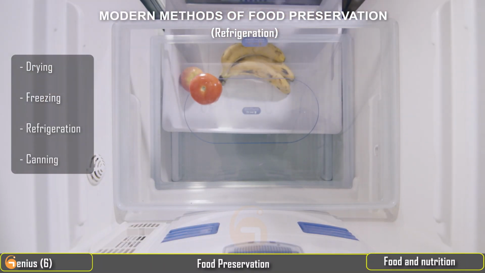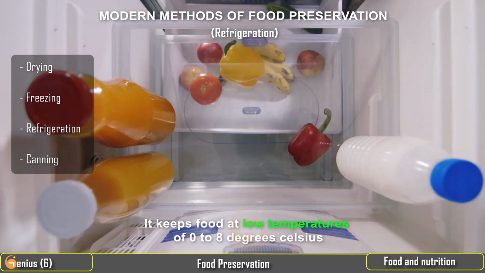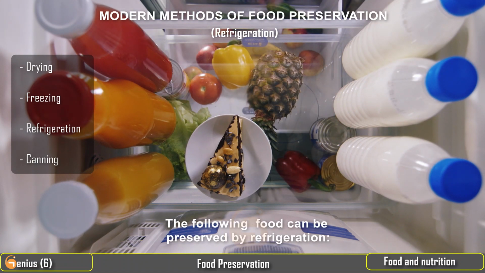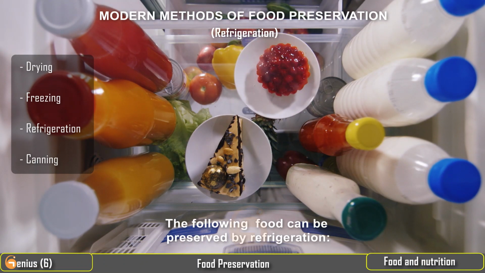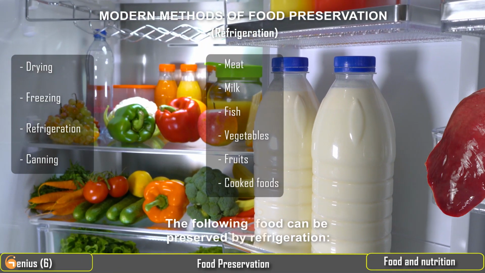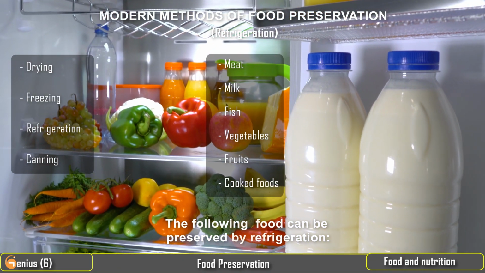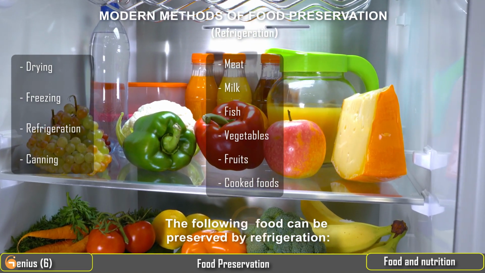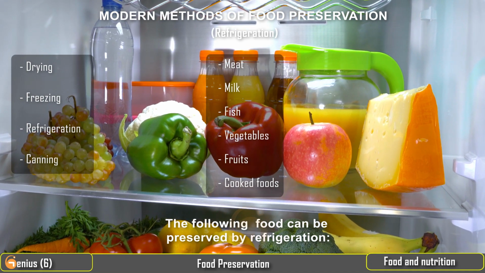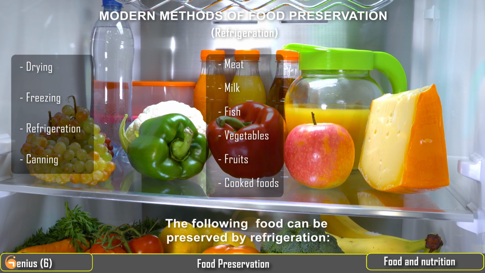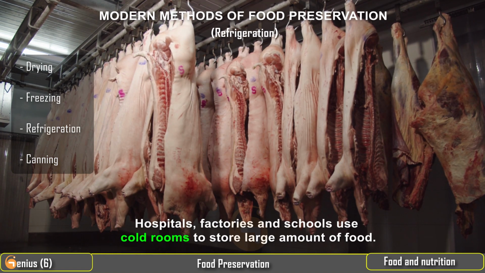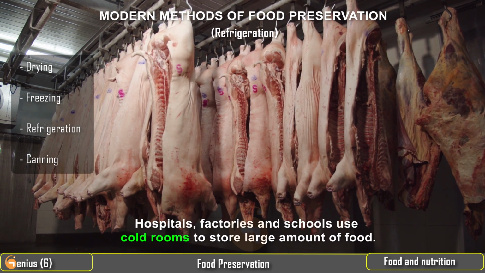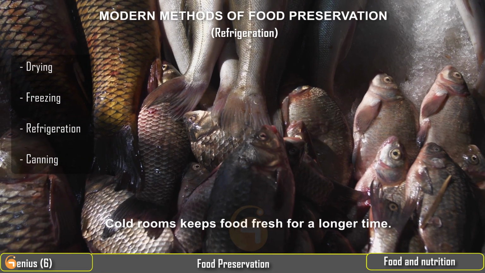Refrigeration. It keeps food at low temperatures of 0 to 8 degrees Celsius. The following food can be preserved by refrigeration: meat, milk, fish, vegetables, fruits, cooked foods. Hospitals, factories and schools use cold rooms to store large amounts of food. Cold rooms keep food fresh for a longer time.